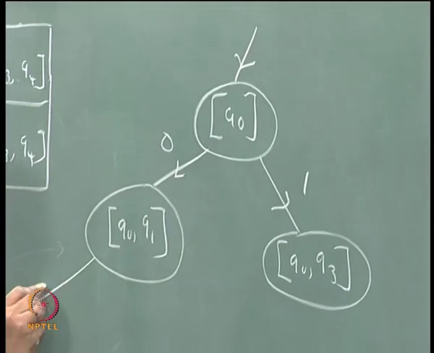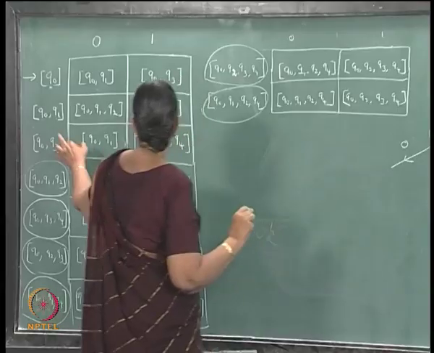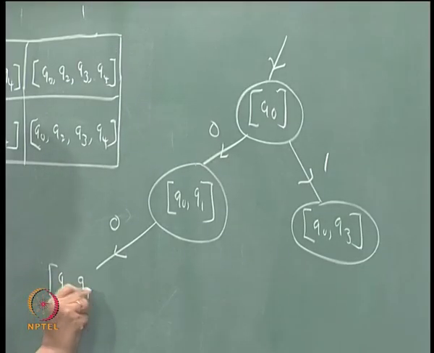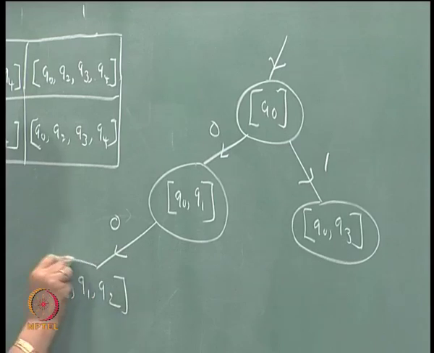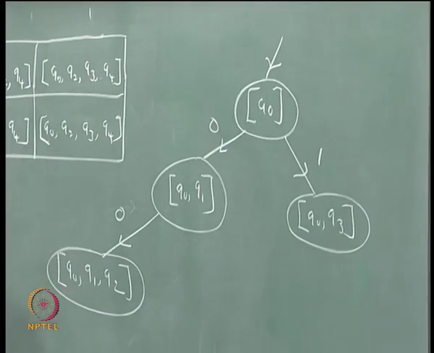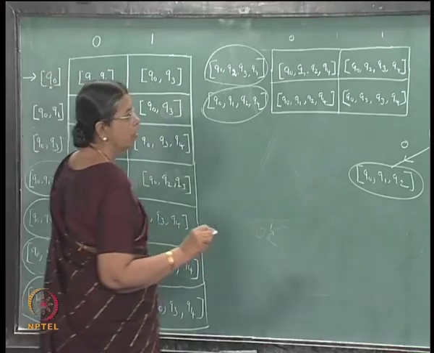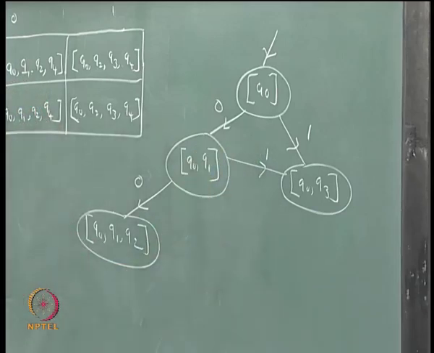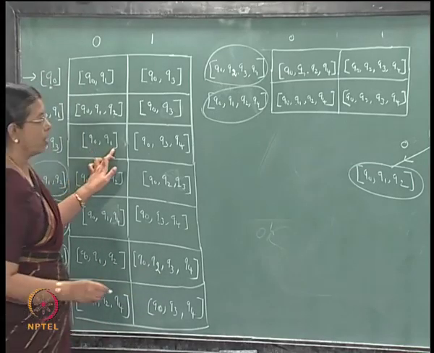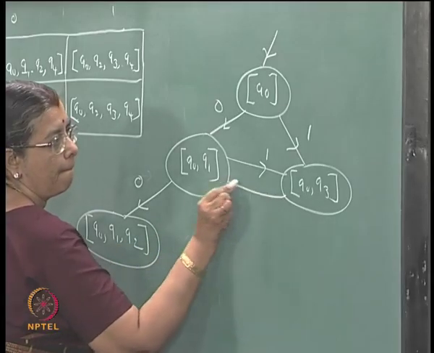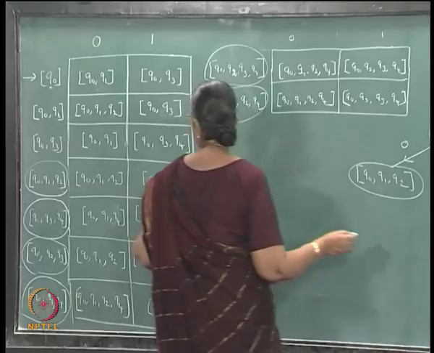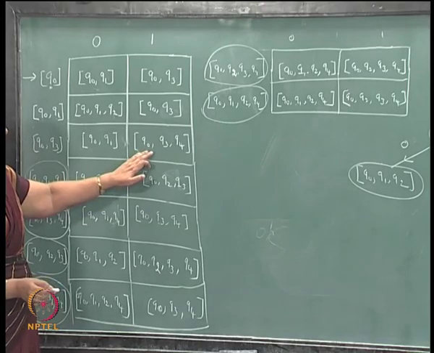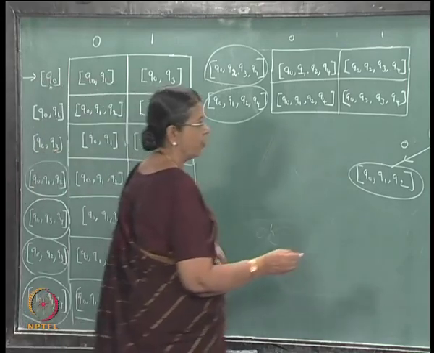Now, from this, if you get a 0, you go to Q0, Q1, Q2. If you get a 1, you go to Q0, Q3. From Q0, Q3, if you get a 0, you go to Q0, Q1. From Q0, Q3, if you get a 1, you go to this. So, Q0, Q3, Q4.